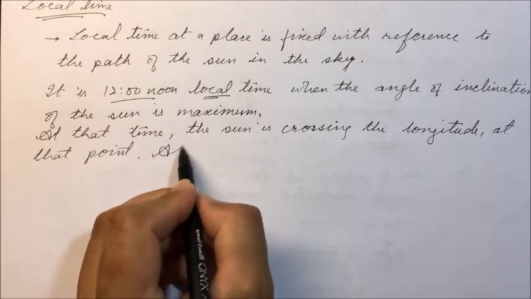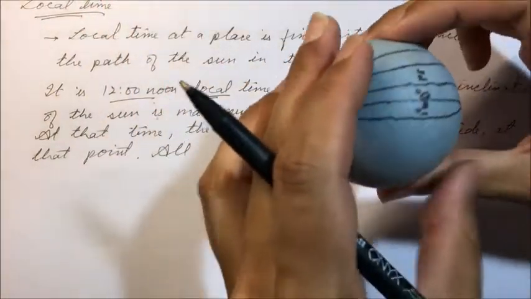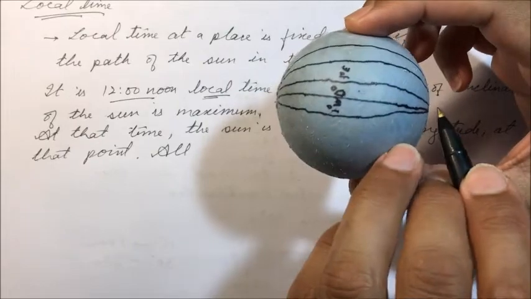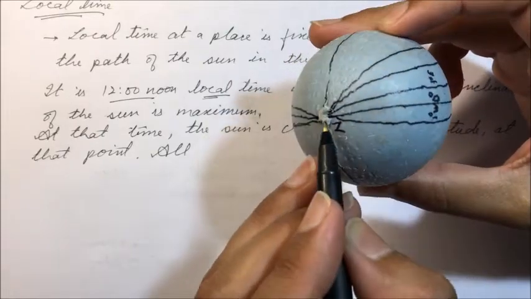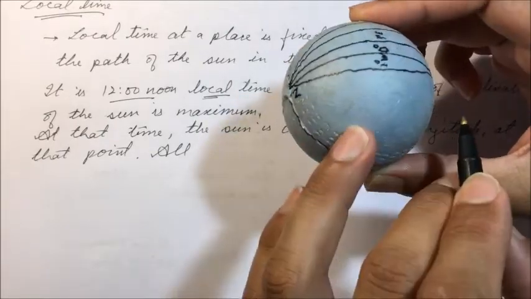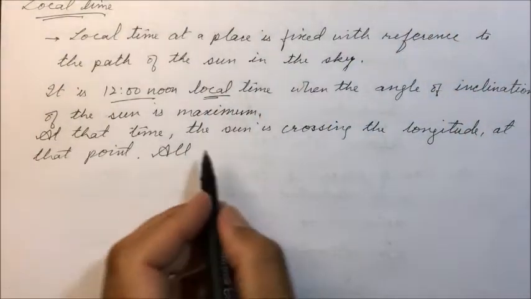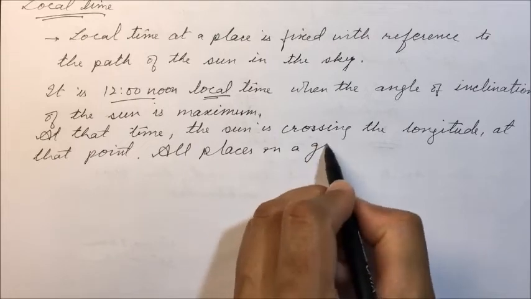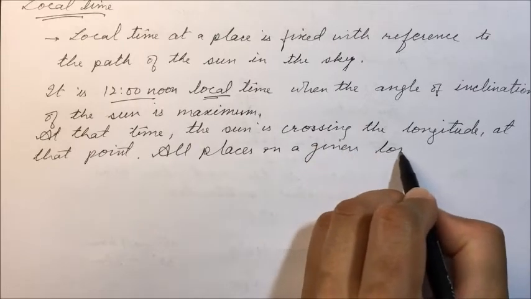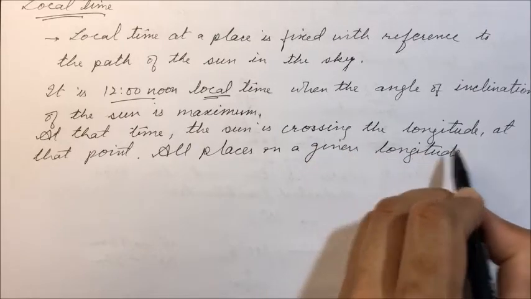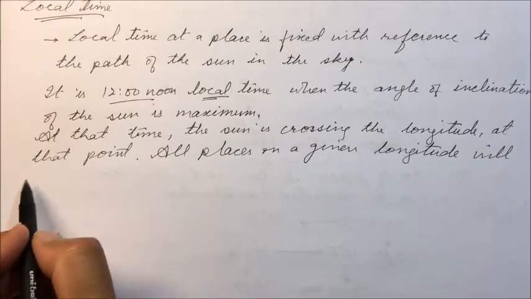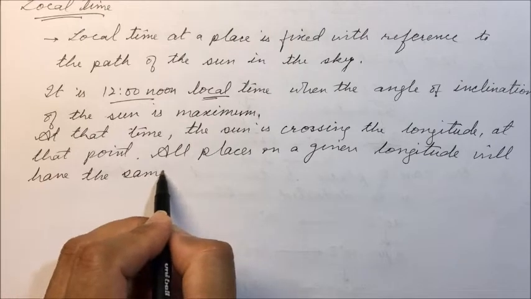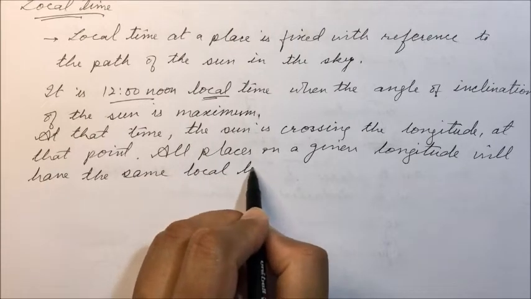So all places on the given longitude have the same local time. At all places on a given longitude, they will have the same local time.